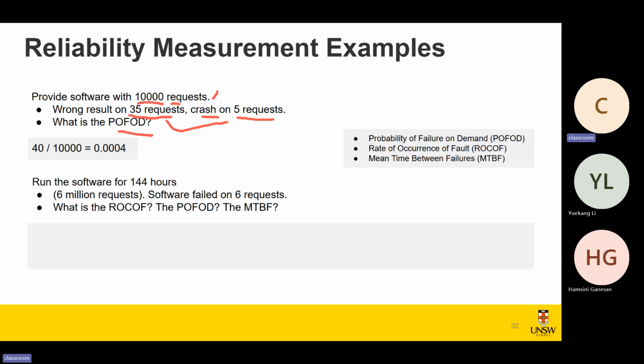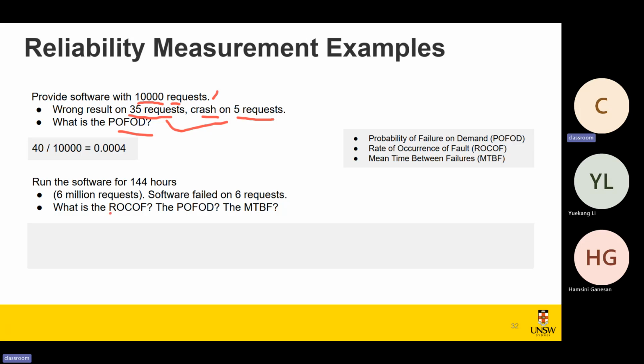And let's consider another scenario. We run the software for 144 hours. And during these 144 hours, 6 million requests have been made. And the software failed on 6 requests. So what is the rate of occurrence of fault here? What is the probability of failure on demand here? And what is the mean time between failures here?